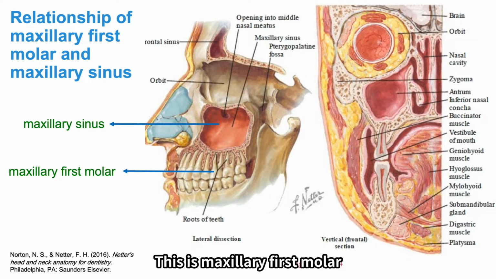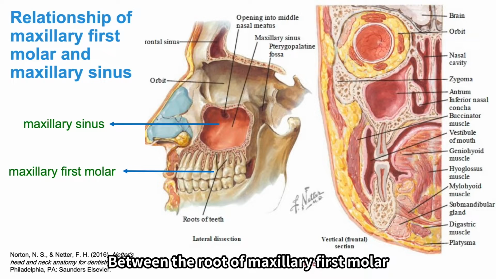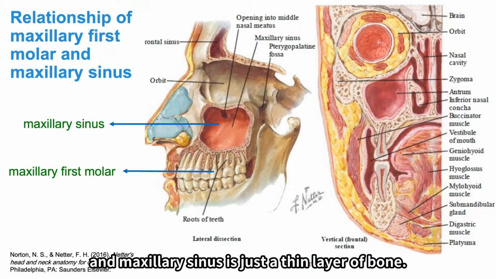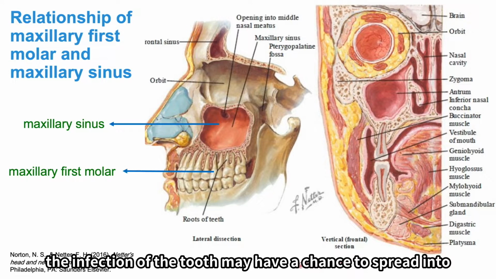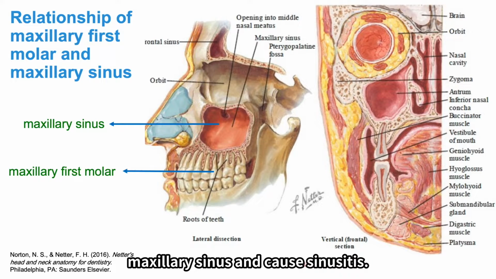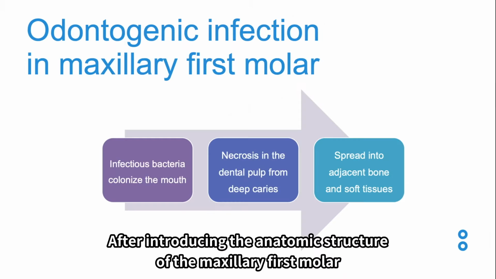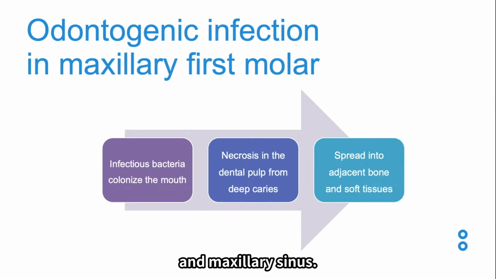This is the maxillary first molar, and that is the maxillary sinus. Between the root of the maxillary first molar and the maxillary sinus is just a thin layer of bone. Therefore, if not managed properly, the infection of the tooth may spread to the maxillary sinus and cause sinusitis.